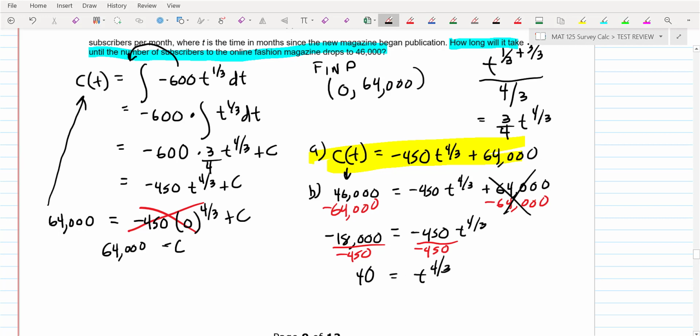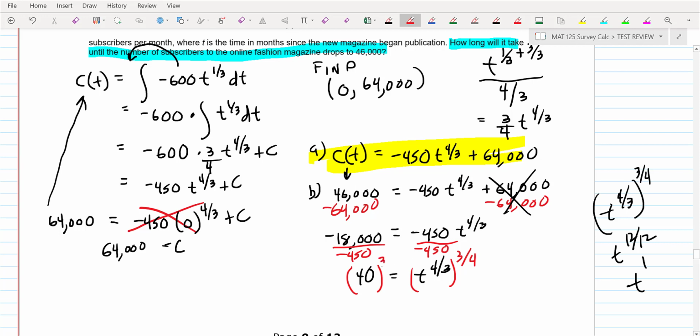Students usually know how to get to that point, but then don't know what to do with this. Do you guys know what to do? It's one step and you're done. You raise both sides to the reciprocal power. What you have to understand is, if you did t to the 4/3 raised to the 3/4, you multiply the exponents, so you'd have t to the 12 over 12, which is t to the 1st. That's why you do that. I think a lot of students have never seen this in their algebra background, which is why they don't know how to do it.